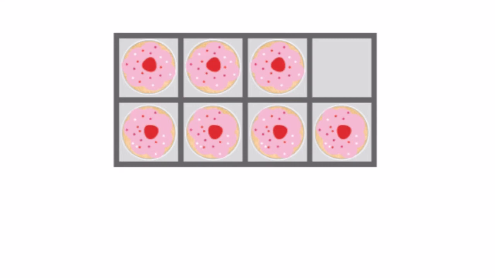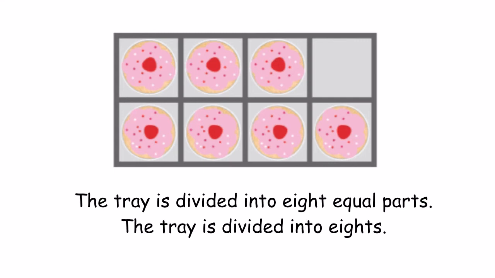On the screen is a tray of cupcakes. Is the tray divided into 8ths or 7ths? Pause the video and see if you can explain your answer. The tray is divided into 8 equal parts. So we would say the tray is divided into 8ths.